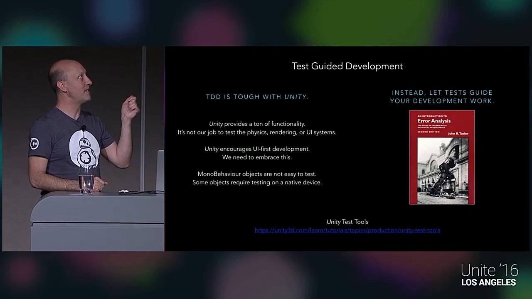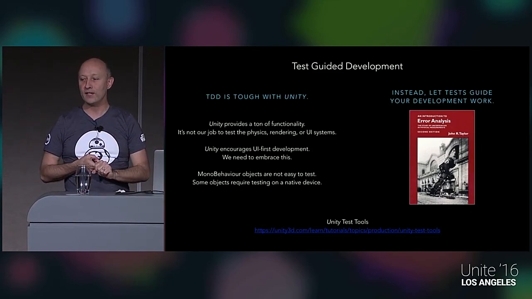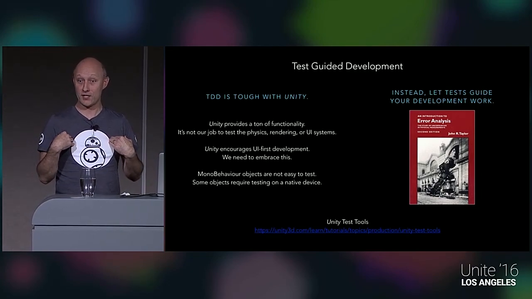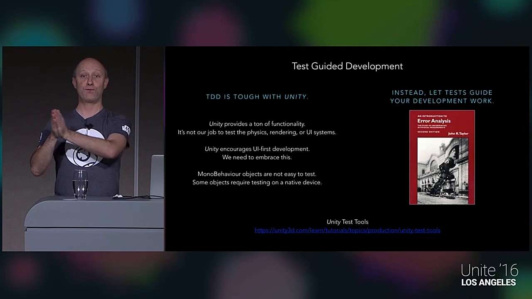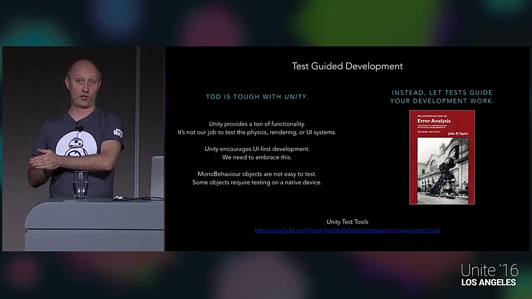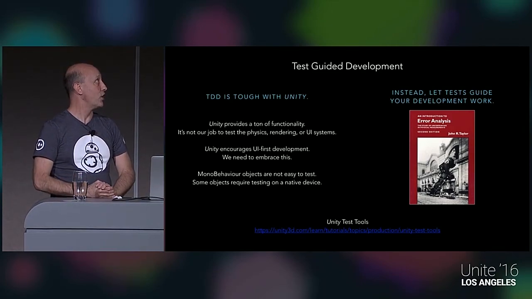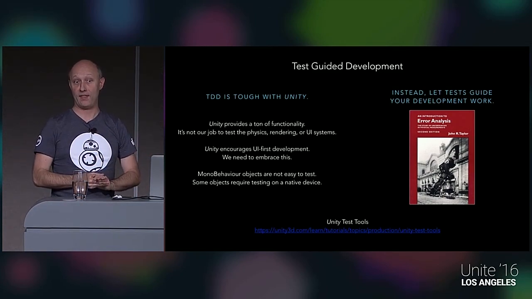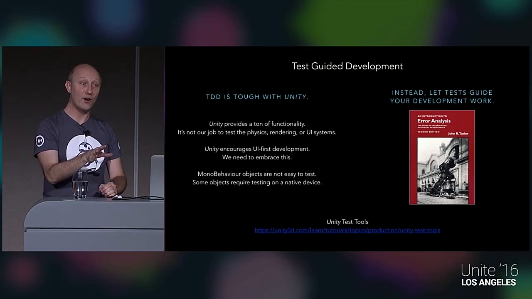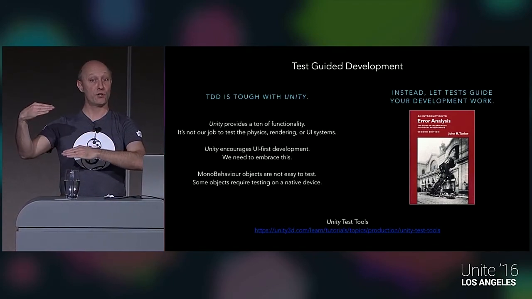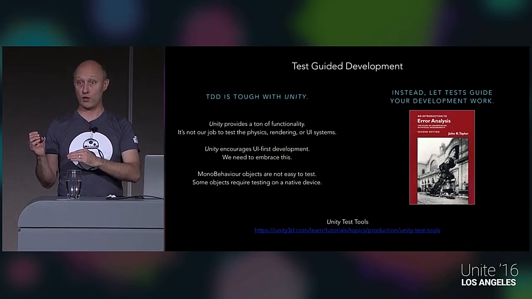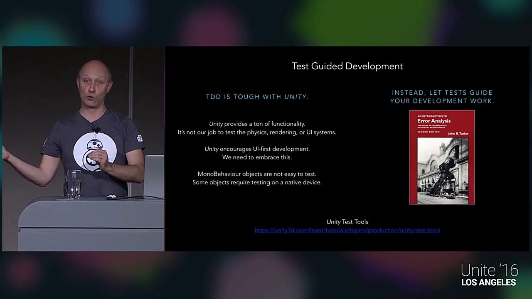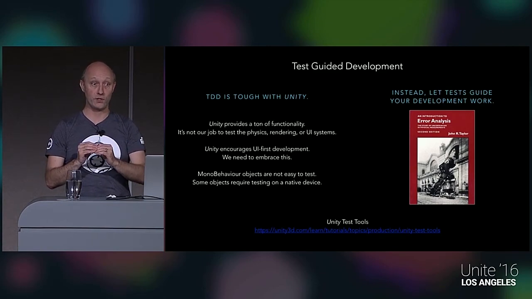So it's not our job to test the physics, the rendering, the UI, any of the stuff that Unity provides. We don't need to write tests for that. We need to write tests for the game logic code that we write. Unity encourages UI-first development, and I strongly support that. Start with the UI. Start with how you're going to build your game, and when you get into a script where things are starting to get a little bit tricky, that's when you can shift over and start to think about what tests you're going to write to make sure that your code does what it's supposed to do.